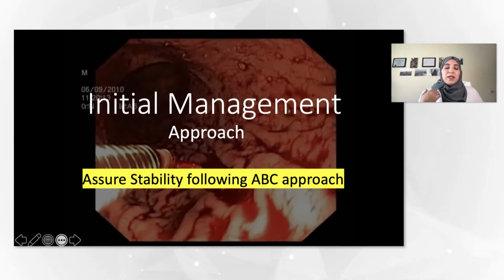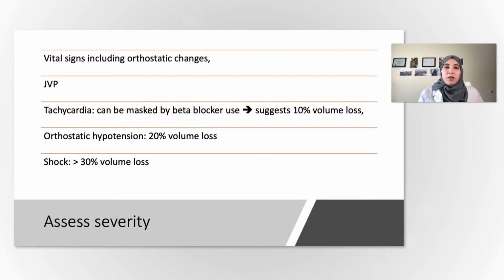So you make sure that the patient can maintain their airway, otherwise you have to secure it. Then you have to make sure that they have a good breathing and good circulation, otherwise you will correct that on spot. Then you have to assess the severity of GI bleeding, as we mentioned. This will ask you to check the vital signs, including orthostatic changes and their JVP for volume status.